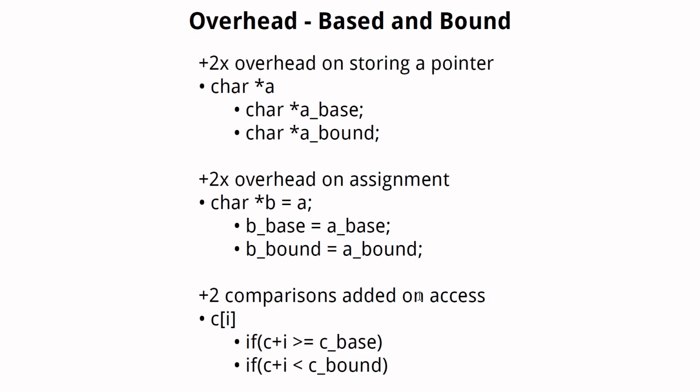The overhead is actually very big. For any pointer, we need two more pointers, so it's twice the overhead to store a pointer. Also, previously we just needed one assignment, and now we need two more assignments, right? Also, for every access, we need checks to compare whether they are legit memory accesses. So that's why there is at least twice the overhead on storing, twice the overhead on checking, and also on assignment.